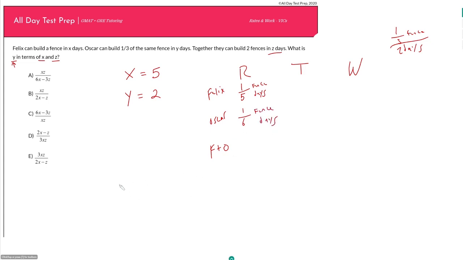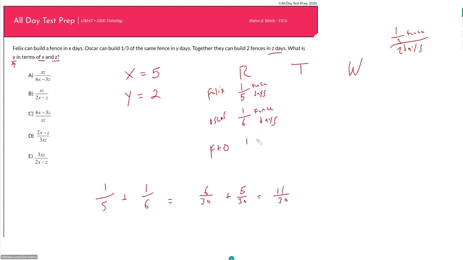And then together, the rate will be 1/5 plus 1/6. But I need to make sure, remember, Z is not their combined rate. Z is just the time component. So I have to get the rate in terms of 2 fences in order to find what Z is. And so their combined rate is going to be 1/5 plus 1/6, which is a common denominator of 30. So 1/5 is 6/30 plus 5/30, which is 11/30. So this is their combined rate.